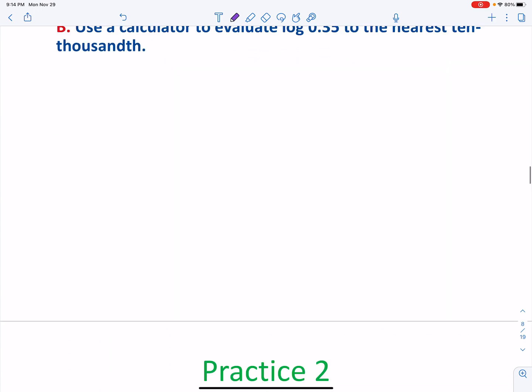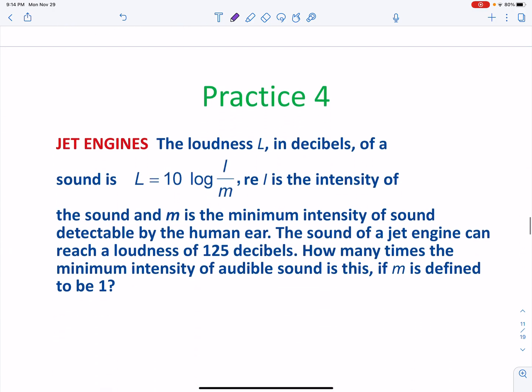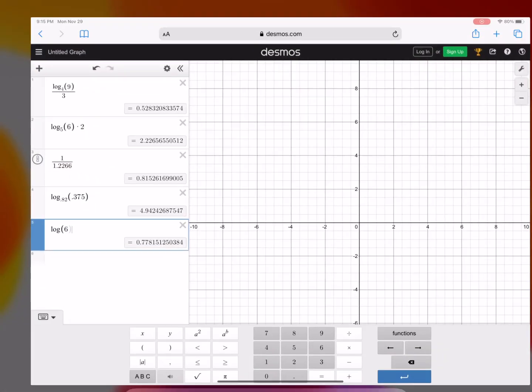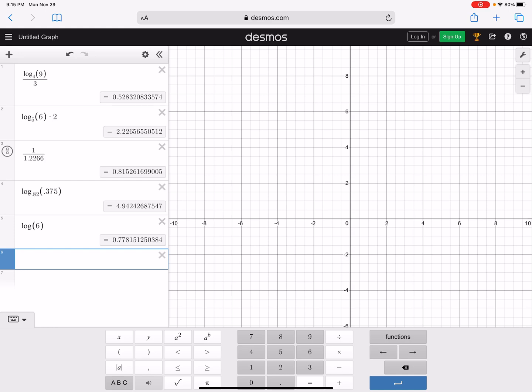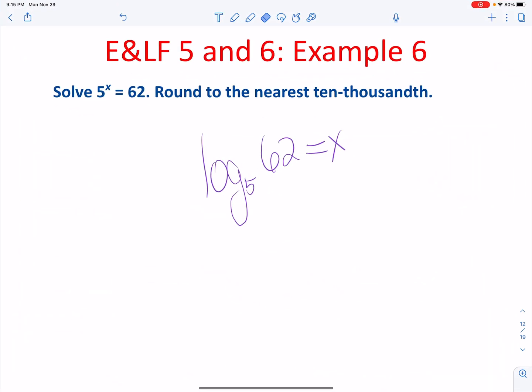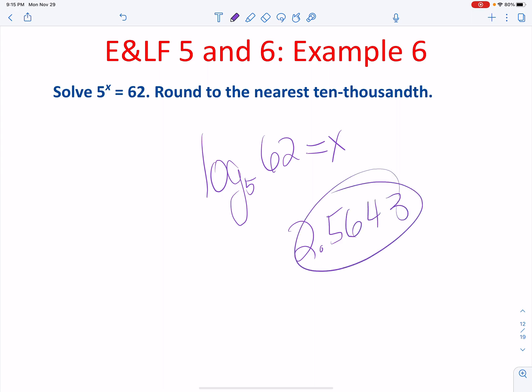Okay. I don't think we need to do those. So on this one, if you're looking for this, you're going to do the log base 5 of 62 equals x. So you're going to do the log base 5. It's just knowing how to write it in that other form. So you're going to do the log base 5 of 62. And so my answer is 2.5643.